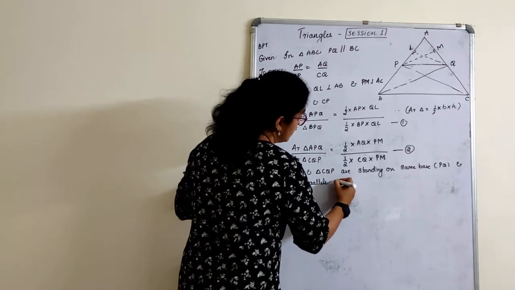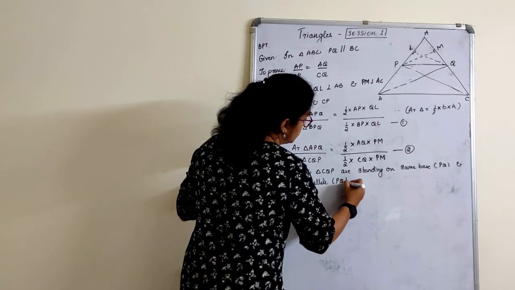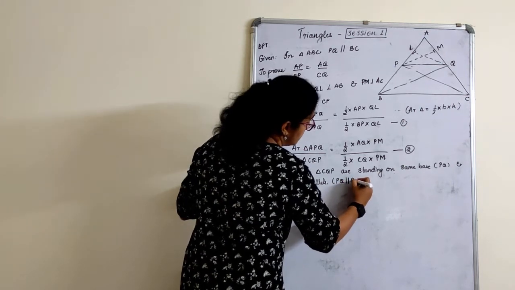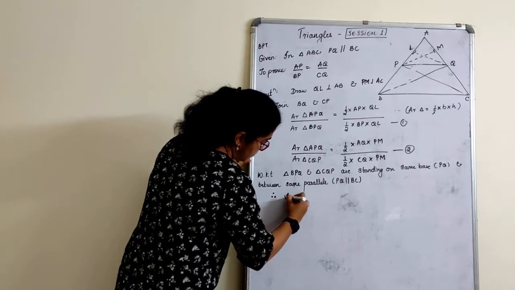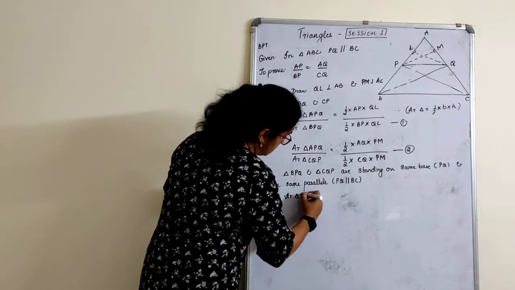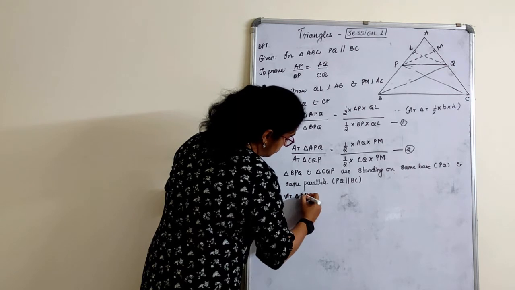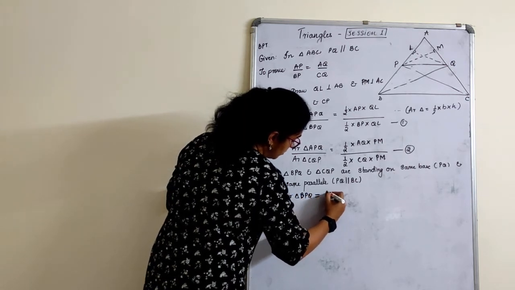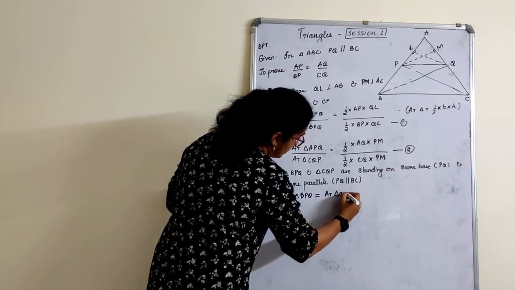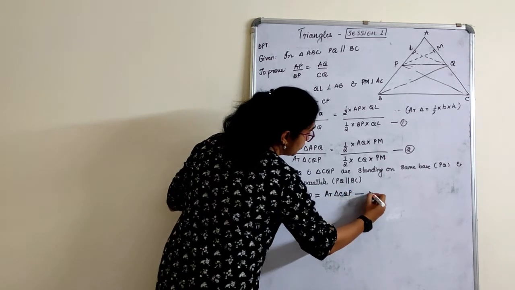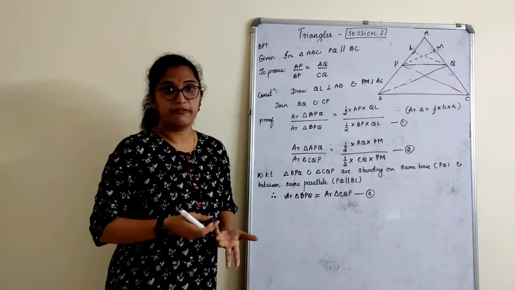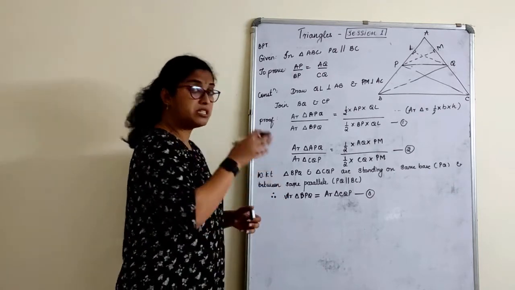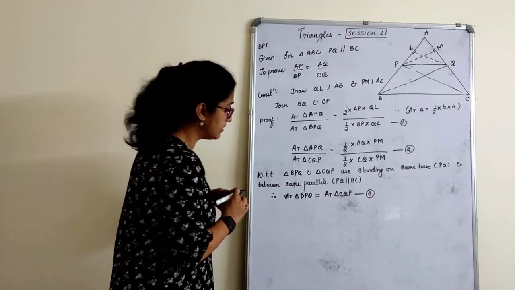Now what are the parallels? PQ is parallel to PC. Therefore, area of triangle BPQ is equal to area of triangle CQP. Equation 3. Now here this area is equal to this area. We proved it, right? Because this theorem we have proved it, I have written the reason here.